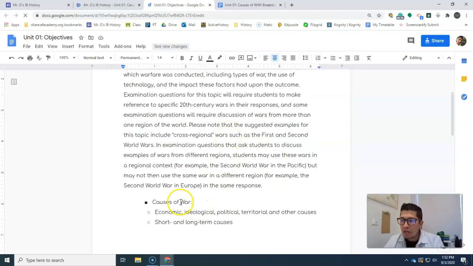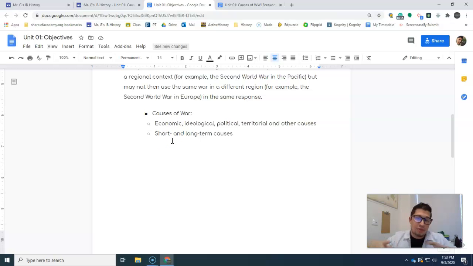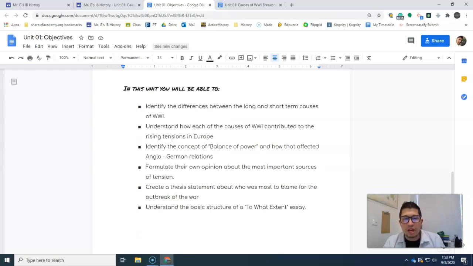So this is what you're expected to know for what we're going to call Paper 2. You don't need to understand what that means yet. I'll explain that to you a little bit later in the year. But it covers the causes of war: economic, ideological, political, territorial, and other causes, and then short and long-term causes. Those get altered a little bit and turned into essay questions that you'll have to answer when you sit for the IB exam.